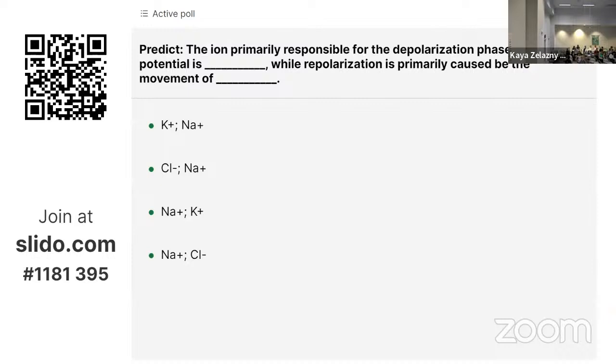So I want you to predict, based on what we've been talking about, how this relates to our ions. When we're going to see our action potential, we're going to have an ion responsible for the depolarization phase. When we have repolarization, so coming back to rest, we're going to have a different ion in charge of that. So go ahead and answer this question.